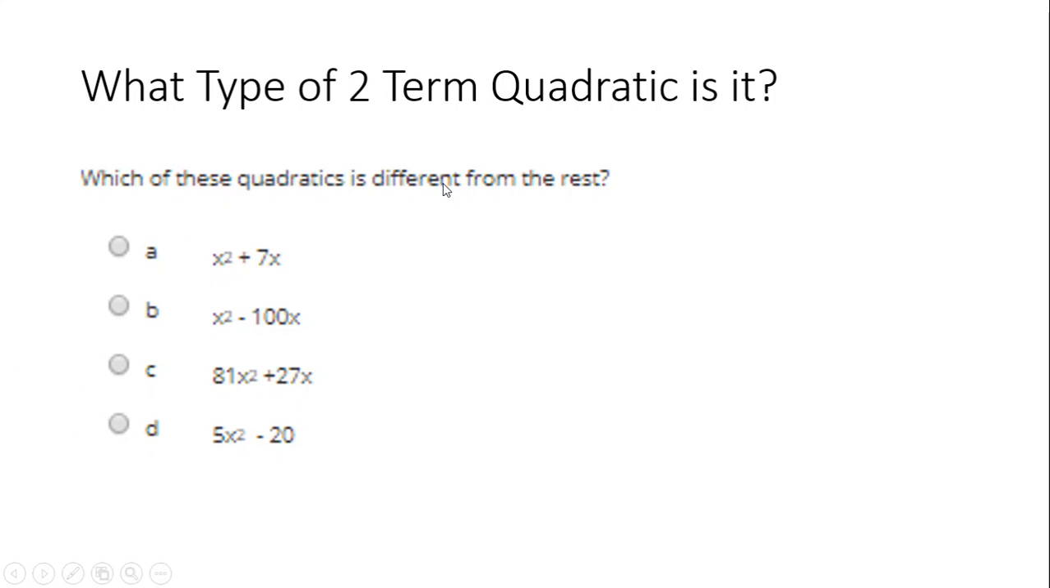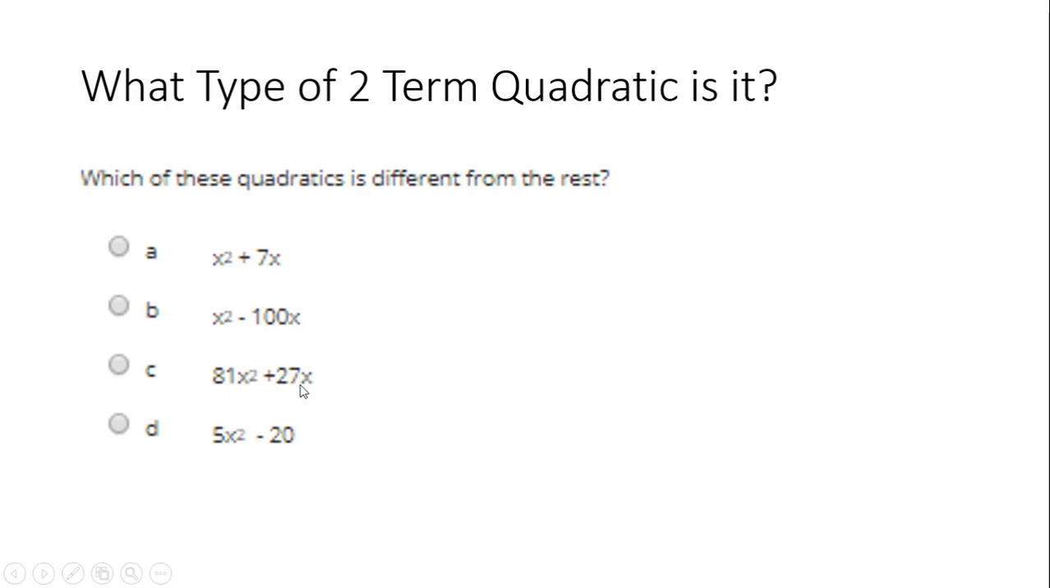And which of these quadratics are different from the rest? Well, that's definitely not a difference of two squares, but these are all two-term quadratics. Is that the one that's different? Are the rest of them differences of two squares? That may look like one, but watch out because there's an x here. So there's no way that I've done something multiplied by itself to make 100x.